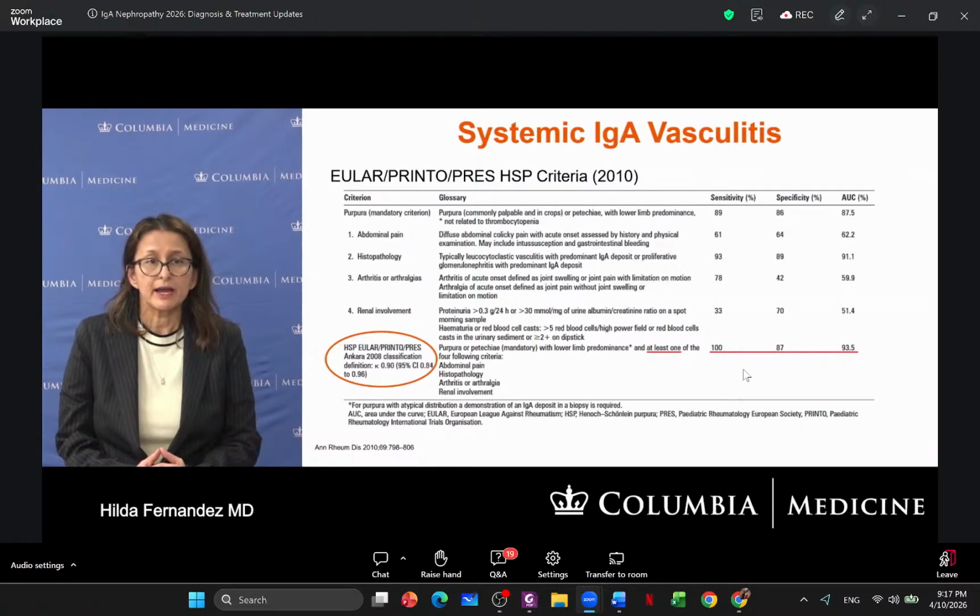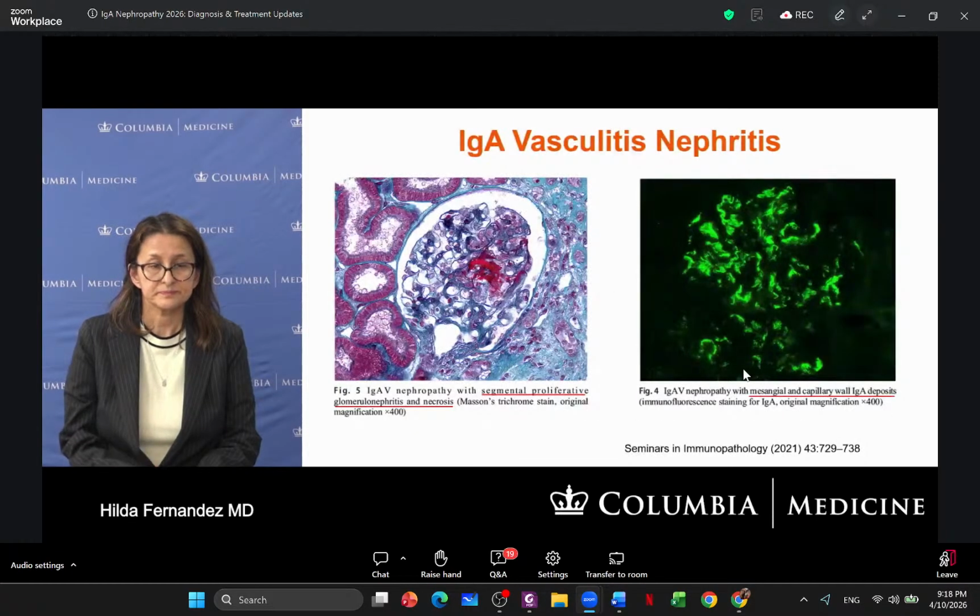When we talk about how we're going to classify something as being HSP, we use the EULAR/PRINTO/PRES 2008 classification, which shows that purpura with at least one of the following 4 characteristics has the highest sensitivity and specificity. We've already talked about abdominal pain, histopathology, arthritis, and renal involvement. What you see here is the segmental proliferative glomerulonephritis and necrosis, and on the right, you see IgA deposits in the mesangium and capillary wall.